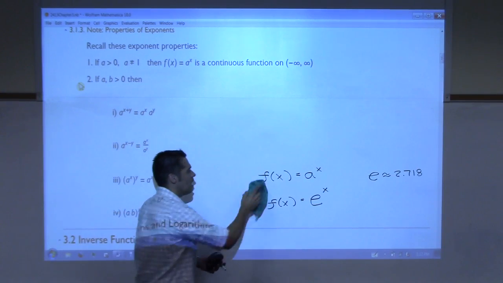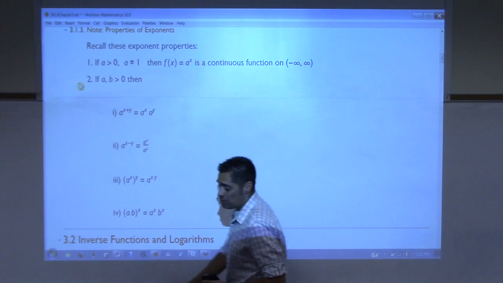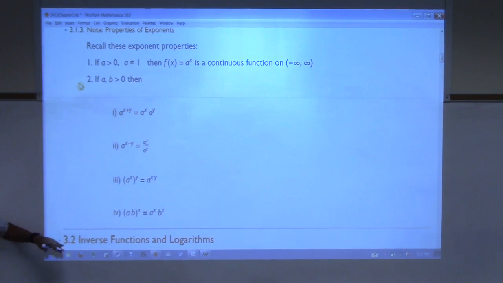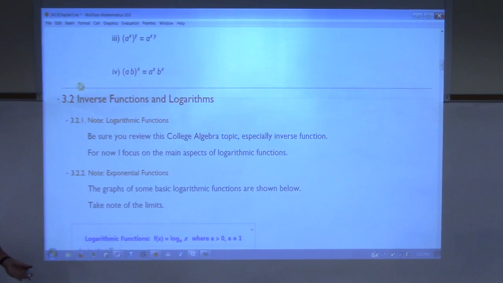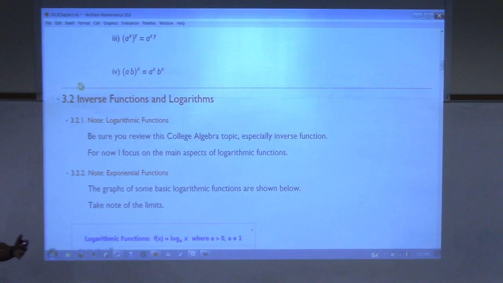Then in college algebra, after you talk about exponential functions, we then start talking about logarithms. What is special about a logarithm? How is it related to an exponential function? It's the inverse. So logarithmic functions undo exponential functions. You put the two together and they wipe each other out.